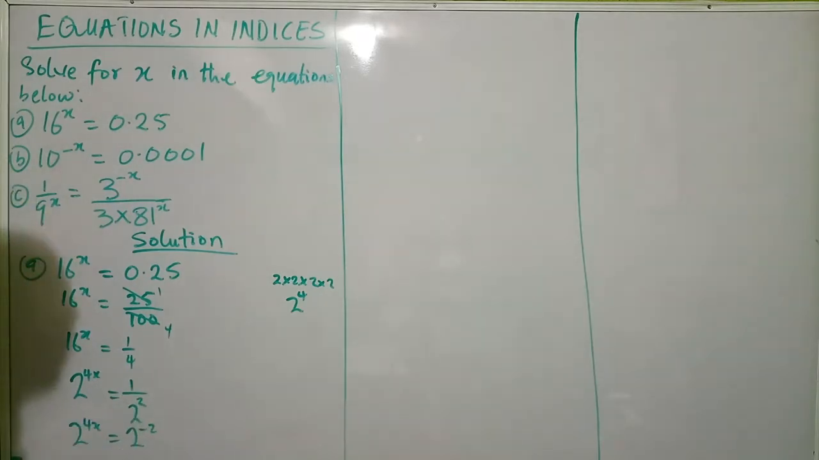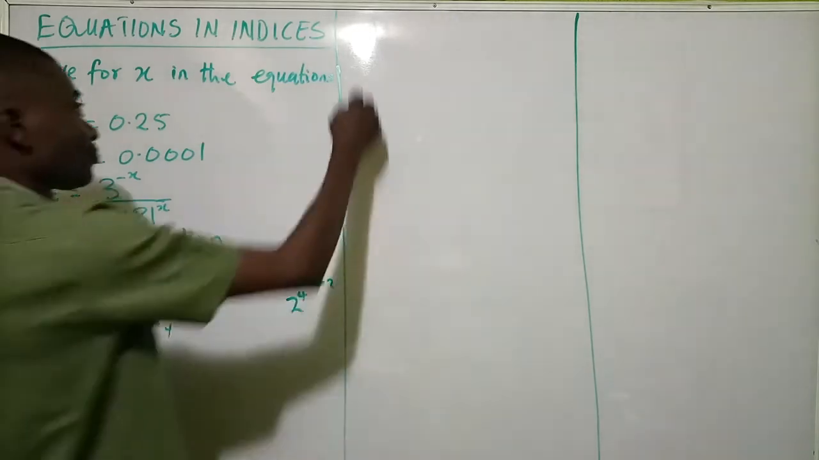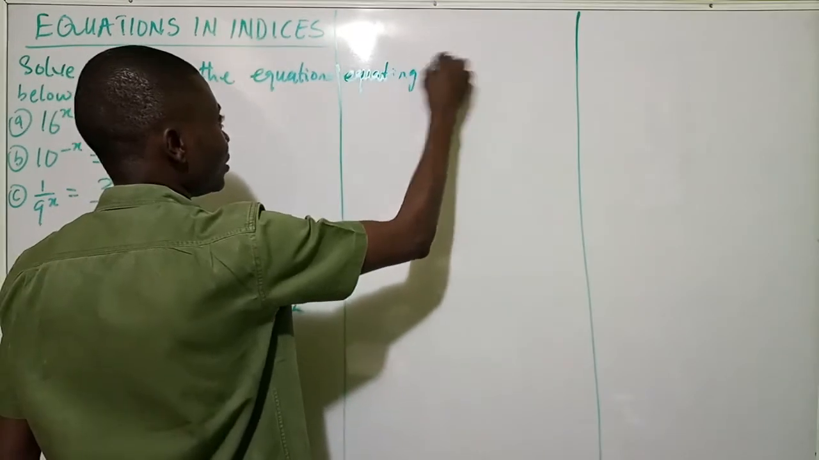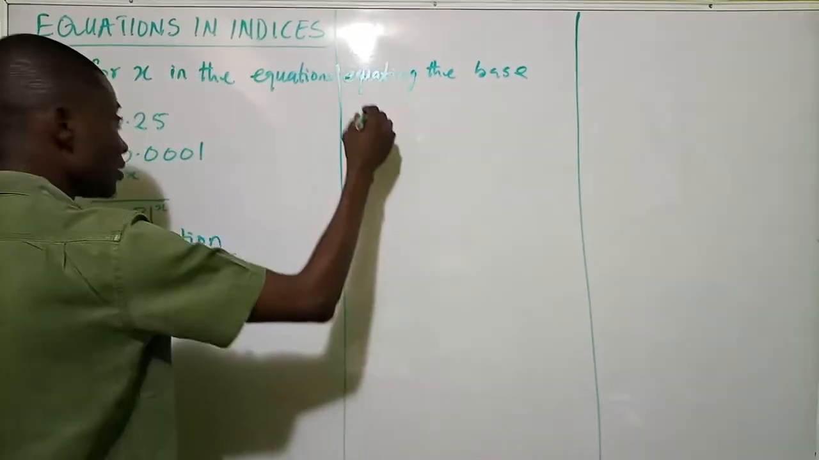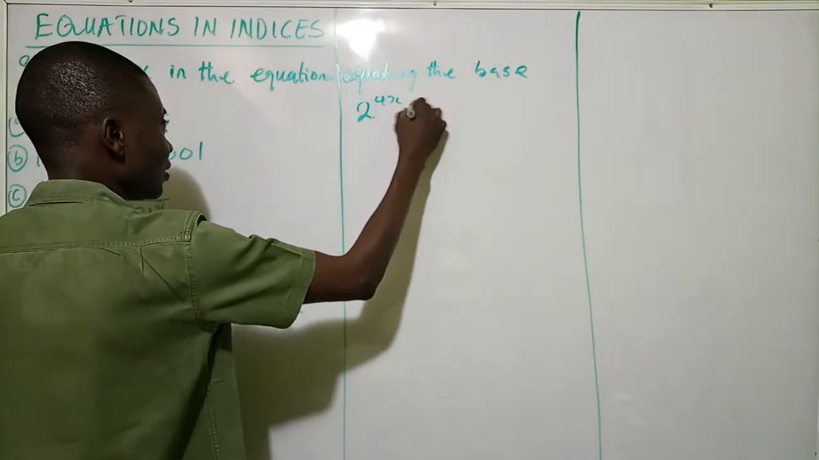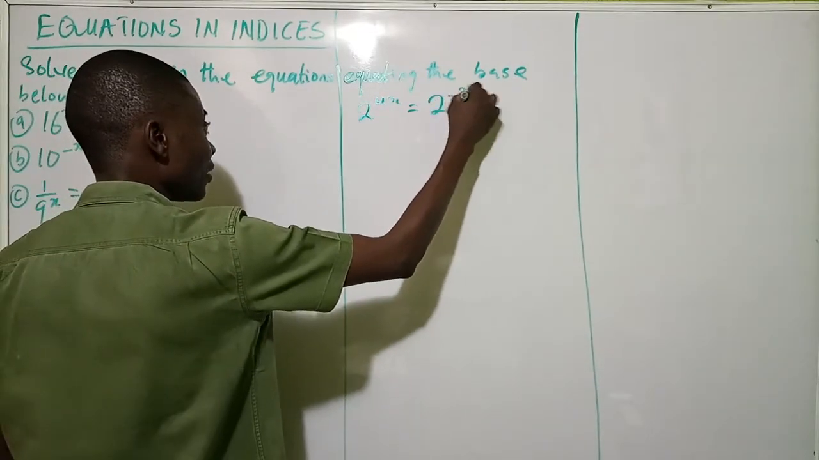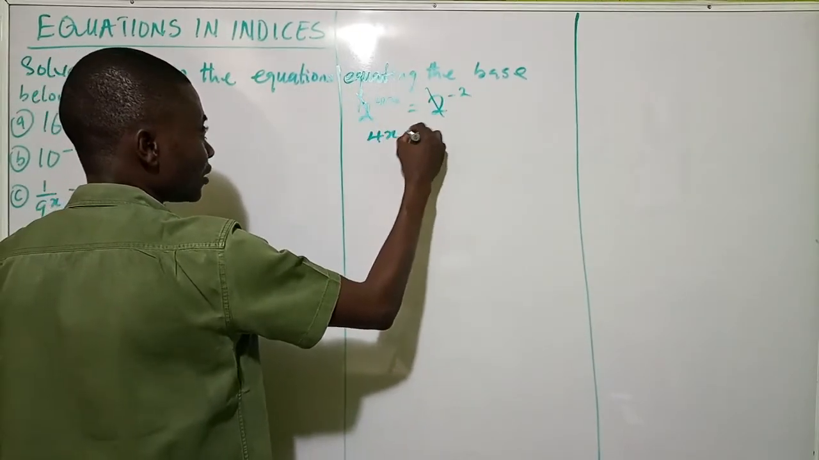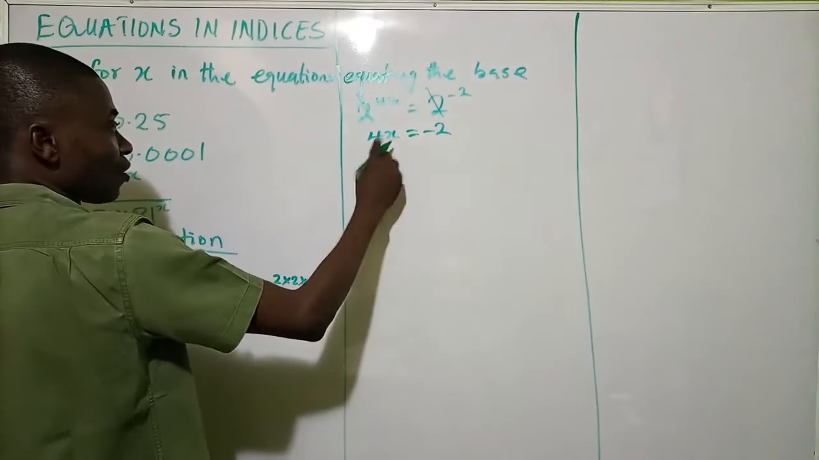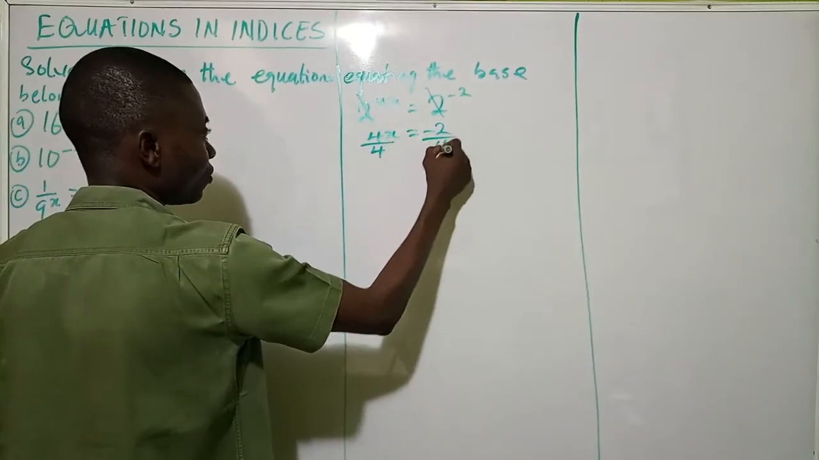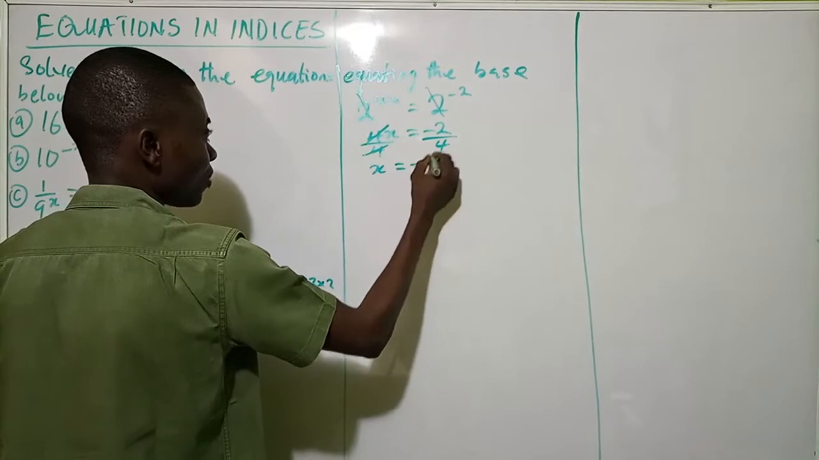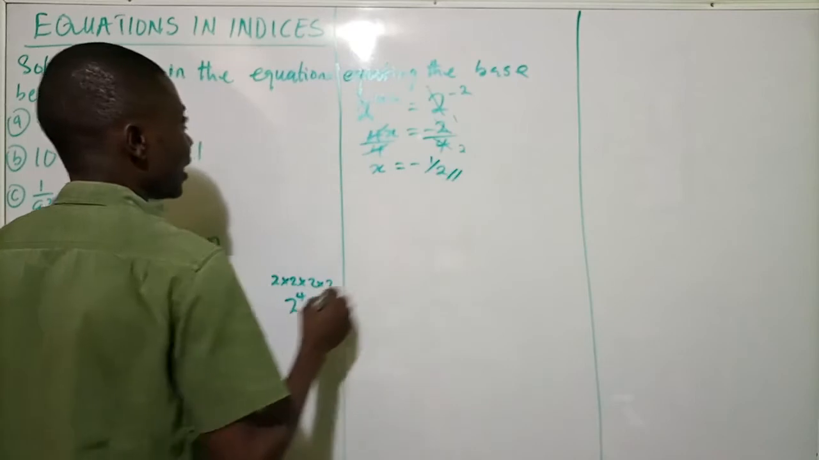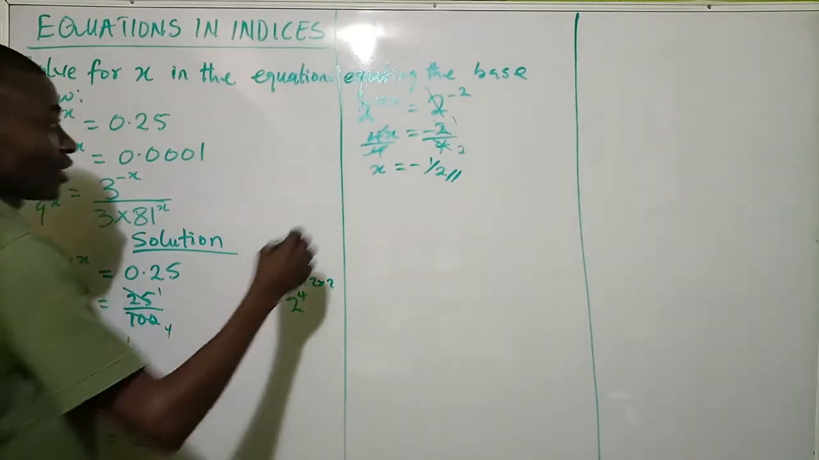So what will I do from here? I can equate the base. So equating the base, that is 2 raised to the power of 4x equals 2 raised to the power of minus 2. These are the bases. Equating them, both of them go off. So I'll have 4x equals minus 2. What will I do from here to get the value of x? I'll divide both sides by 4. So this goes with this. x equals minus 2 over 4, and 2 goes into 4 twice, so x equals minus 1 over 2. And that is the answer to the first one. Very simple.